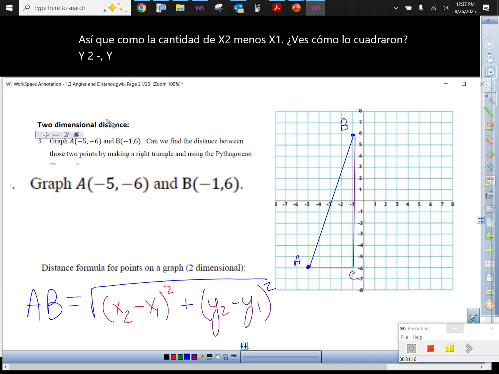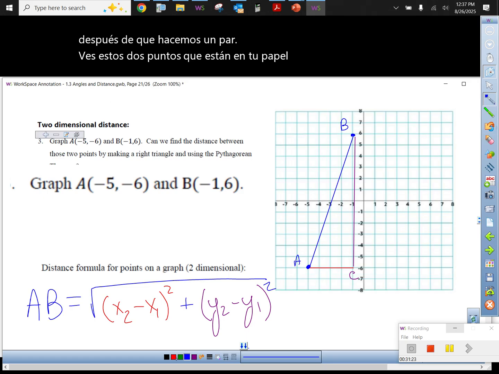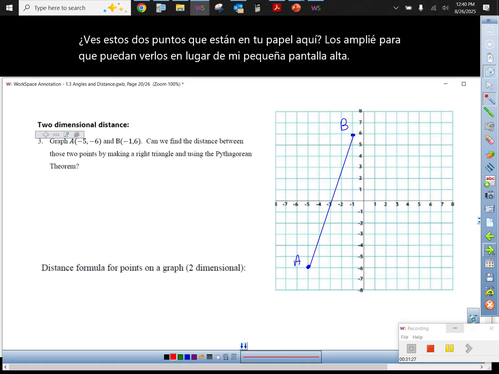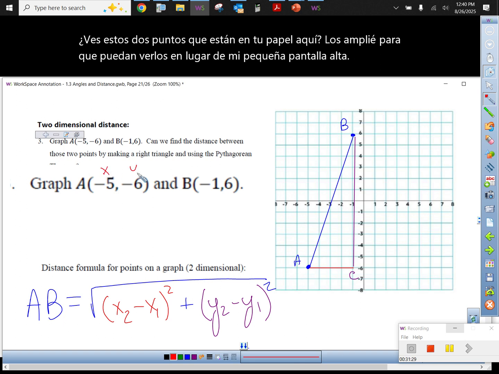Do you see these 2 points that are on your paper right here? I blew them up larger so you guys can see them instead of my little tall screen. Could you, one more time, put a x1, y1 right above the -5, -6? And could you put a x2, y2 right above those? That's how ordered pairs work. Ordered pairs are always x comma y, but since there's 2 of them, the first one's going to be x1, y1. The second one's going to be x2, y2. And let's substitute this in together.